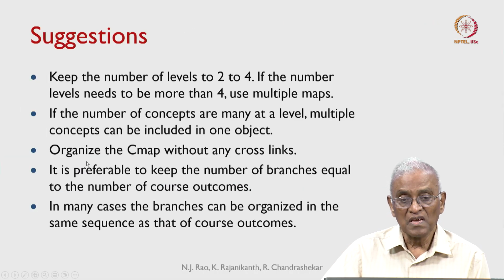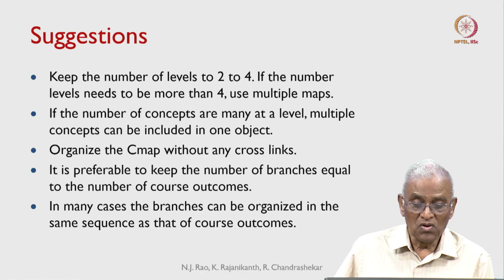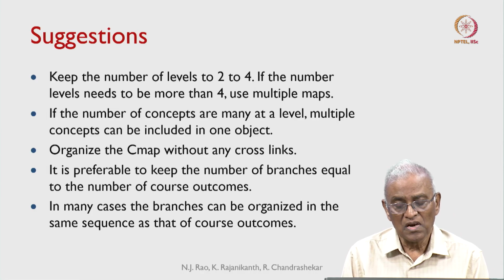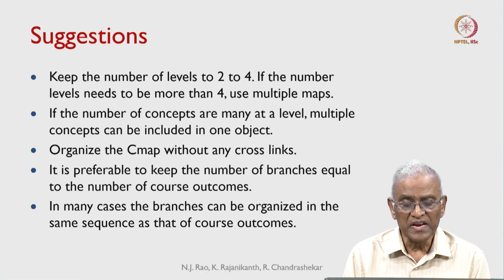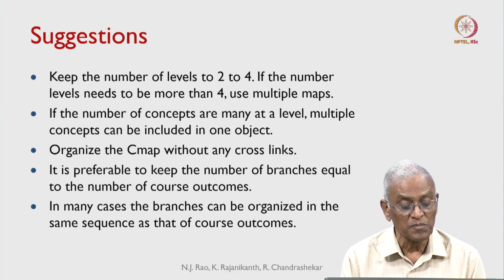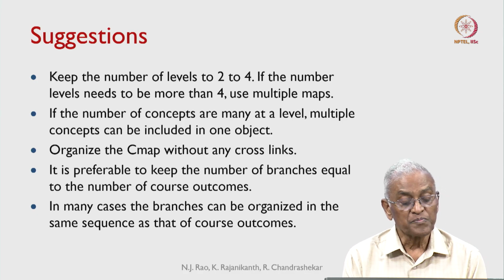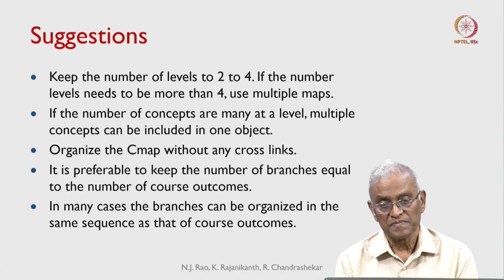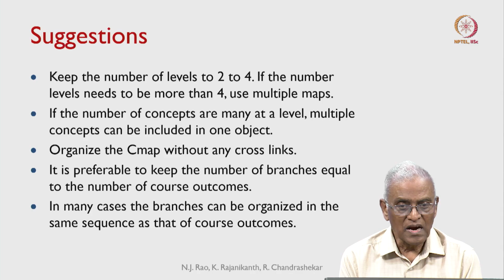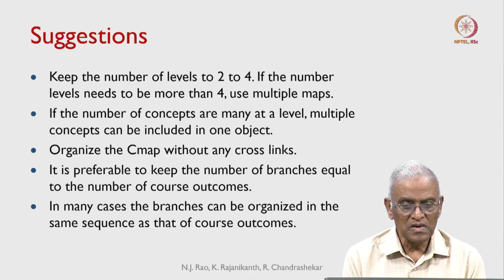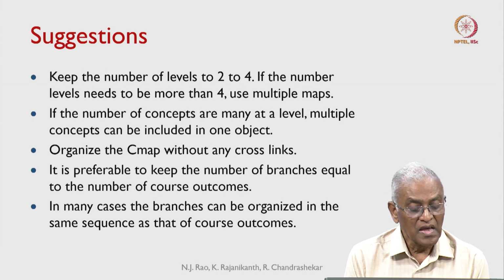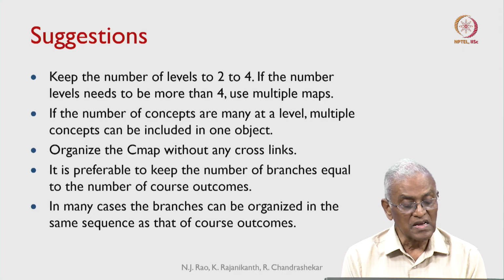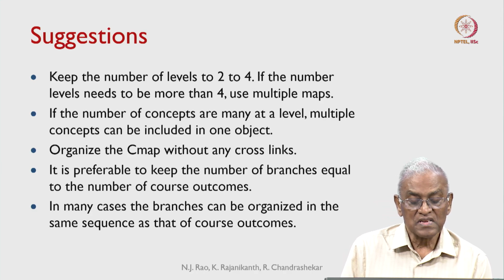And now with the idea of your course outcomes, let us say about 6 to 8 for the 3 credit course that we normally do. In that case, it is preferable to keep the number of branches equal to the number of course outcomes. It is not a hard and fast rule. If you think some concepts go across, you have to do it slightly differently, you are welcome. In many cases, the branches can be organized in the same sequence as that of course outcomes.